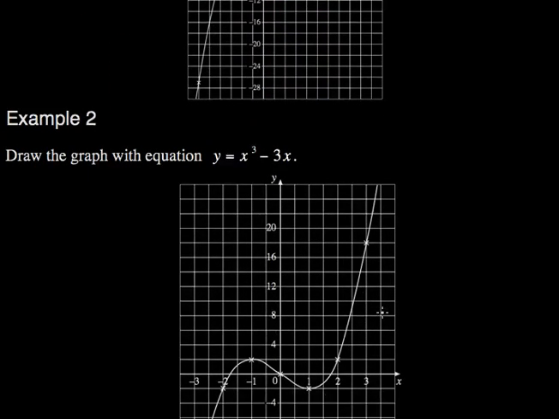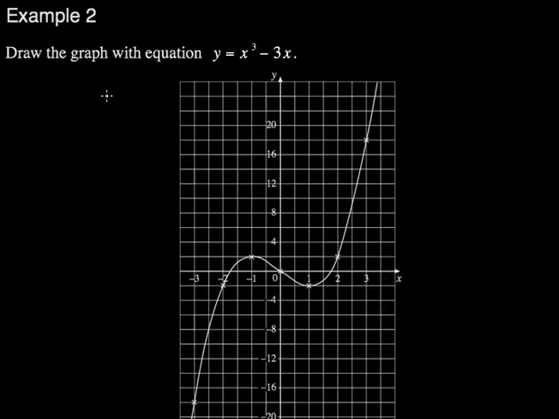Okay, in example 2, it's asked us to draw a graph with this equation. And by doing this, the x and y grid that we did before, I've skipped this stage out because we've just generated these coordinates. So that will have the coordinate 0, 0, it will have the coordinate 1, -2, and then it will have 2, 2, and 3, 18. And we'll see that if we join all this up, it'll look a bit like this.